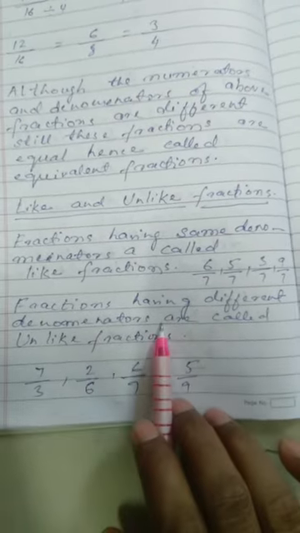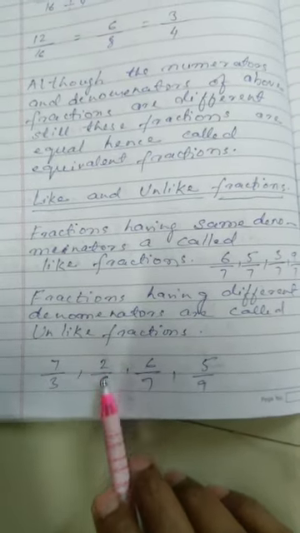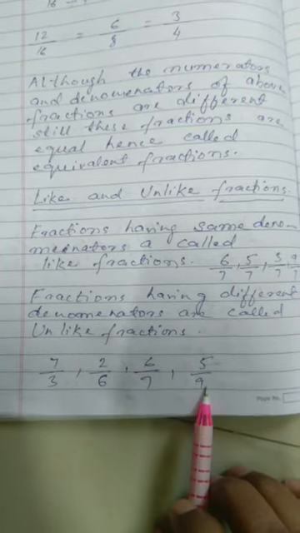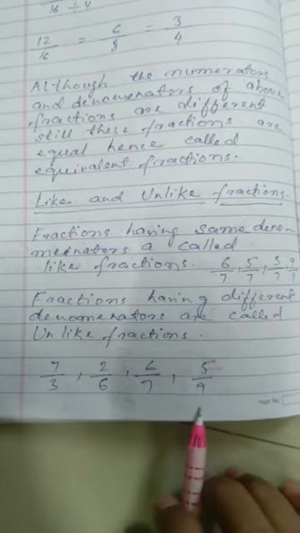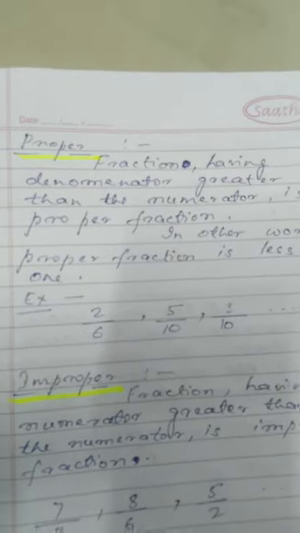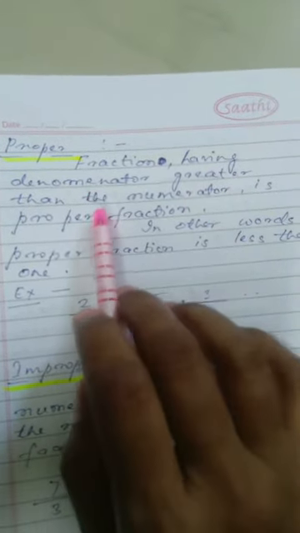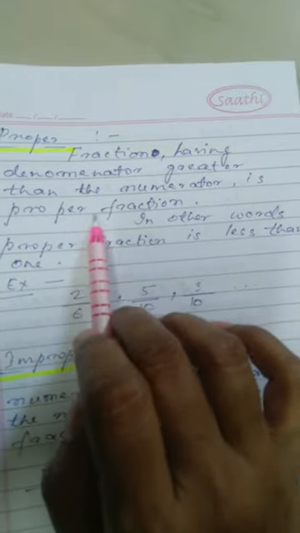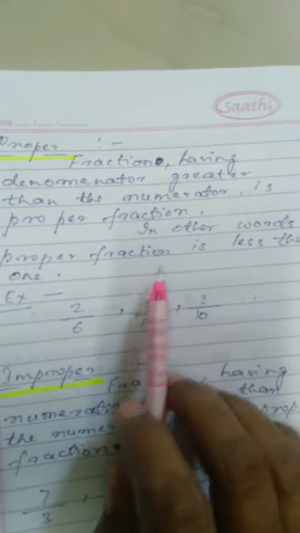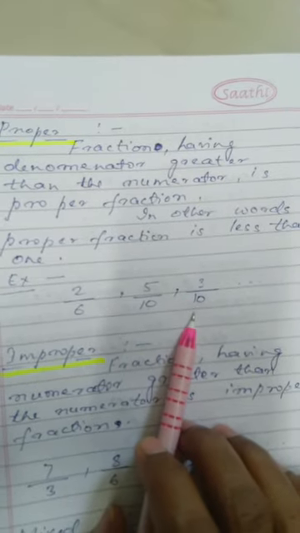Fractions having different denominators are called unlike fractions. Here, 7 upon 3, 2 upon 6, 6 upon 7, 5 upon 9. Denominators are different. That's why these fractions are called unlike fractions. Now, proper fraction. Fraction having denominator greater than the numerator is known as proper fraction. In other words, proper fraction is less than 1. Example, 2 upon 6, 5 upon 3, 3 upon 10.